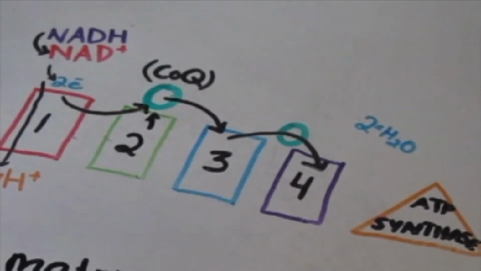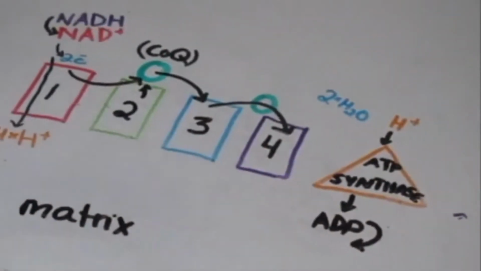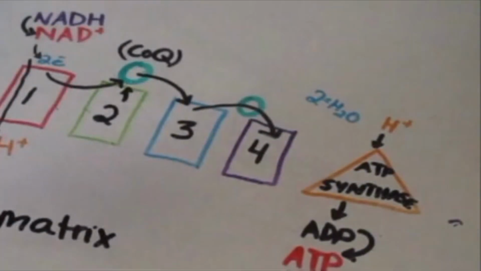All of the hydrogen ions in the outer space make for a large concentration gradient. The hydrogens move down the concentration gradient and spin the ATP synthase to bind the P to the ADP. It's also really important to understand that the final electron receiver of this entire chain is actually oxygen, which is where the water is made.